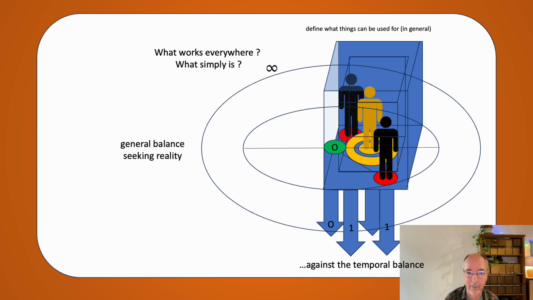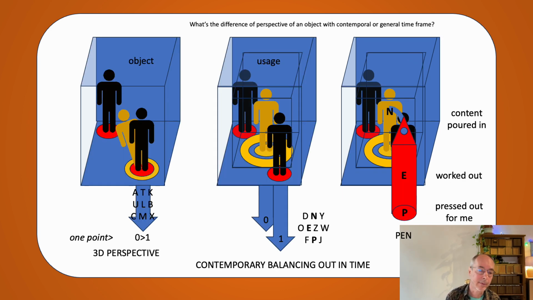We now define the things, what they can be used for in general, and this is very different from the temporal balance or your own balance. This is an extra level, and we have extra letters to use it for, to direct you in that direction, that you have to deal with that element. And what's the difference in words? I'll give you an example of this, because the perspective is different in these three regions.